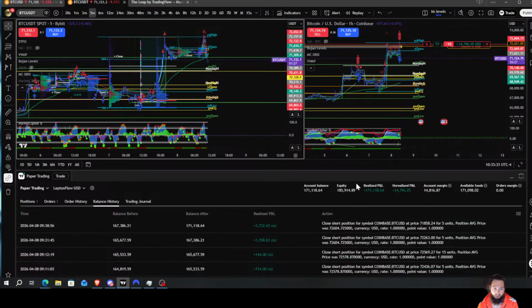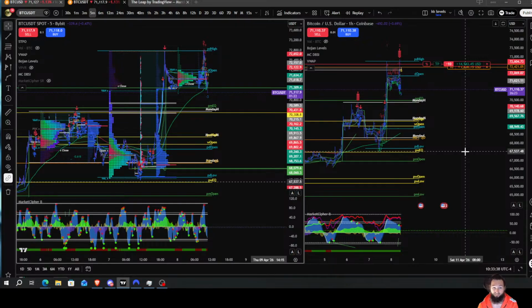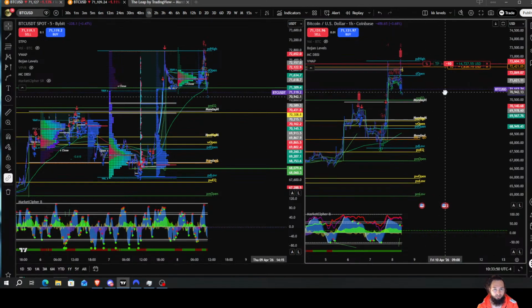Now, the paper trading, I'm using more money and a little bit higher leverage. I use 50x leverage on my paper trading account. I probably use about 40 to 45x leverage on my real trading account. It's a little bit, you know, a little bit better.